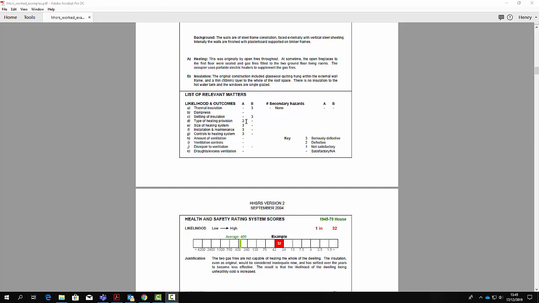The type of heating provision, well, we've got those gas fires and we've got convector heaters. So we do have a reasonable provision for heating within the property. But it's not particularly efficient, and it's the portable electric fires. So we can say that it's only moderately defective, so it gets a 2, and so on through these different options here.